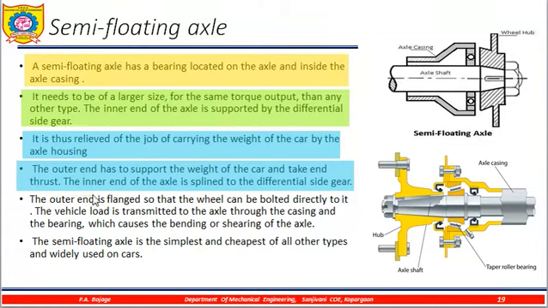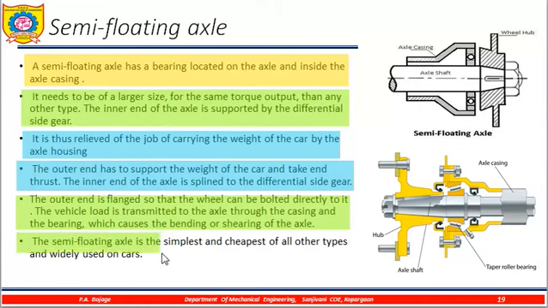The outer end of the flange is so that the wheel can be bolted directly to it, and the vehicle load is transmitted to the axle through the casing and bearing, which causes the bending or shearing of the axle. So this inner shaft, that is, this is the axle shaft, just has to rotate, it has to transmit the power.